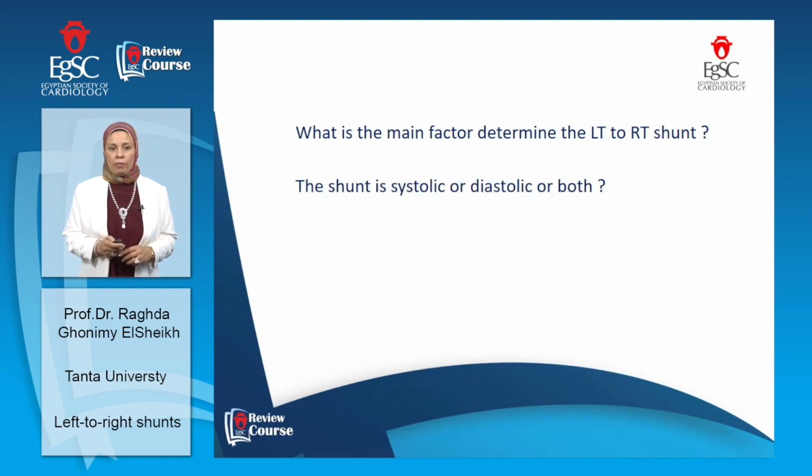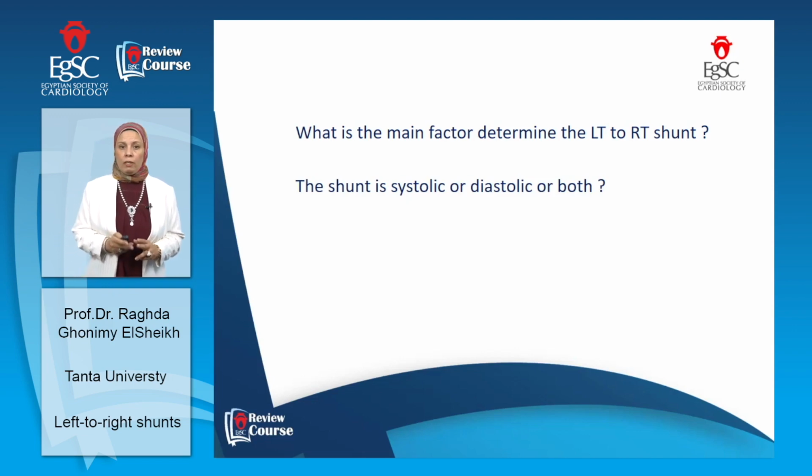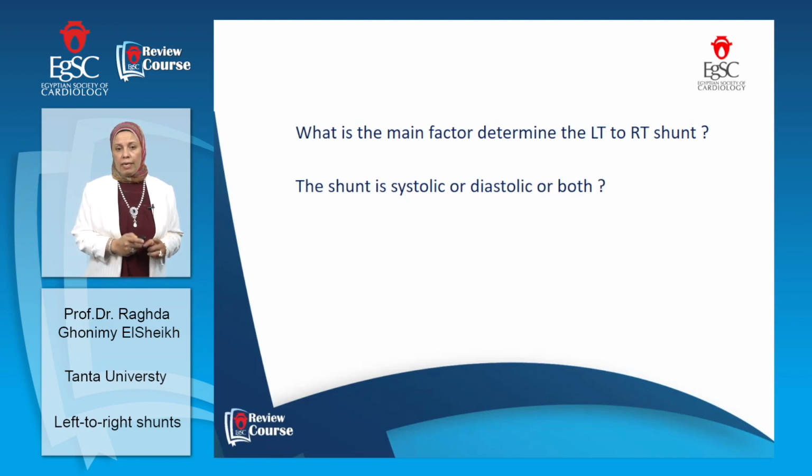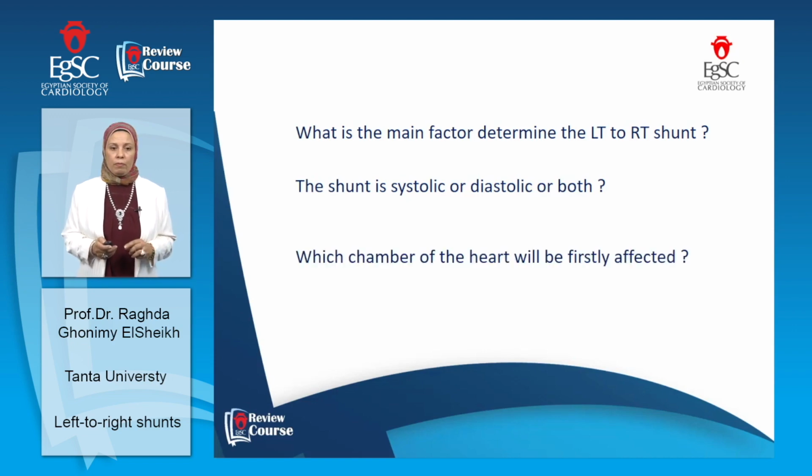Second question, is the shunt in the VSD systolic or diastolic or both? Actually, here the shunt is only systolic. Why? Because the diastolic pressure in both left and right ventricle nearly equals 0, so there is no difference in the diastolic pressure. So in VSD, we carry only the systolic pressure and systolic shunt.